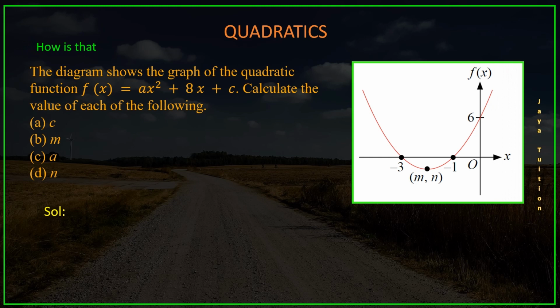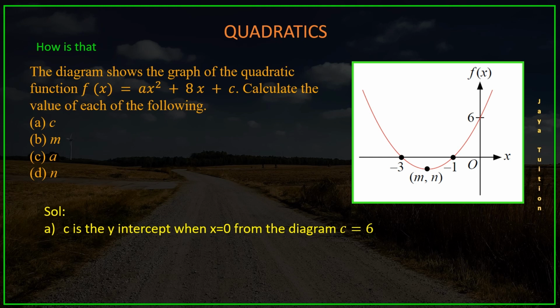Function is given as f of x is equal to ax squared plus 8x plus c. In this function, the coefficient of x squared, a, is unknown and the y-intercept c is also unknown. The first question is to find the value of c. C is the y-intercept. Seeing from the diagram, the value of c, the y-intercept, will be equal to 6.